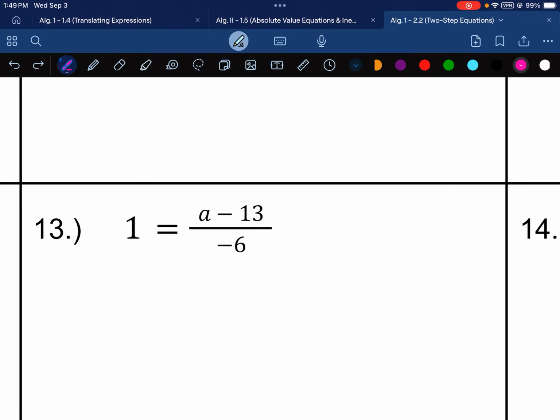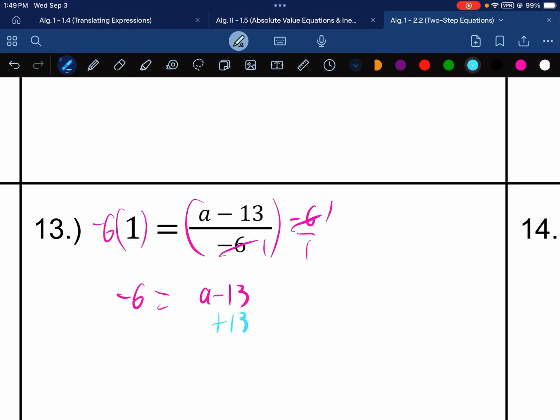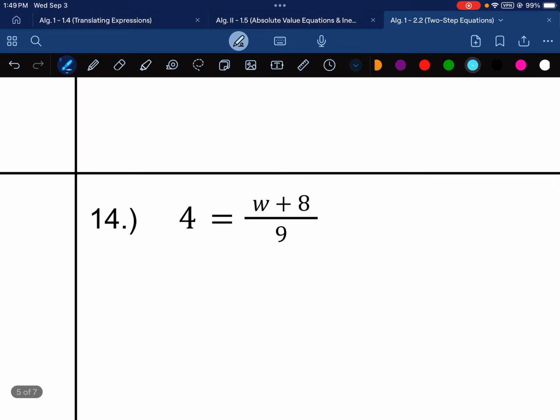Number 13 here, once again, this entire side is part of the fraction, so we have to undo the fraction by multiplying by negative 6 over 1, the denominator over 1 on both sides. On the left, we get negative 6. On the right, these negative 6 reduce, and we get a minus 13. Now we can add 13 to both sides and get 7 equals a as our answer.